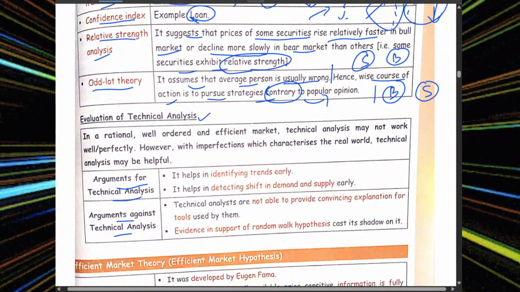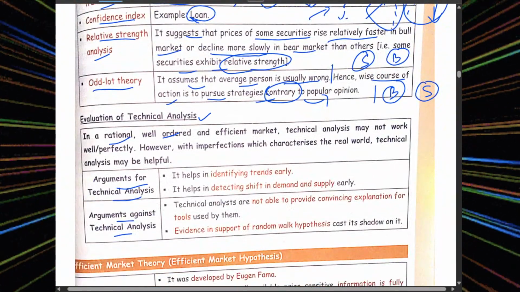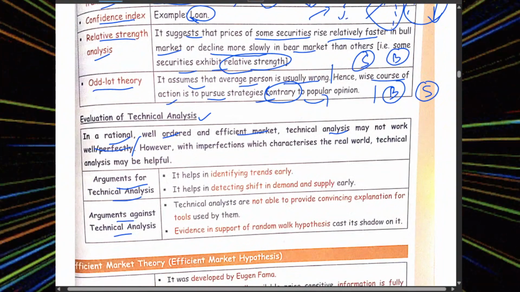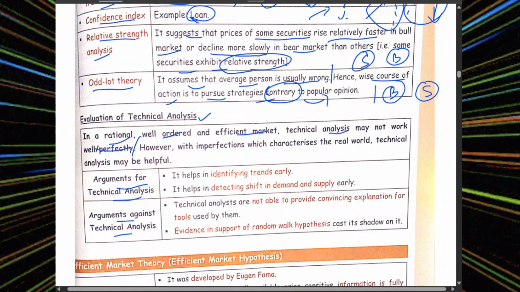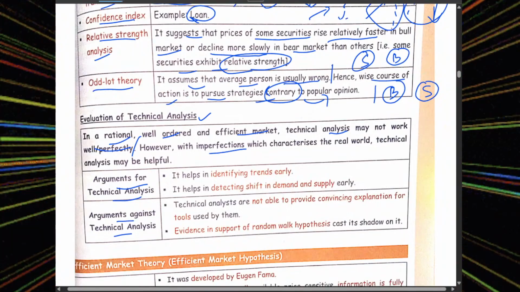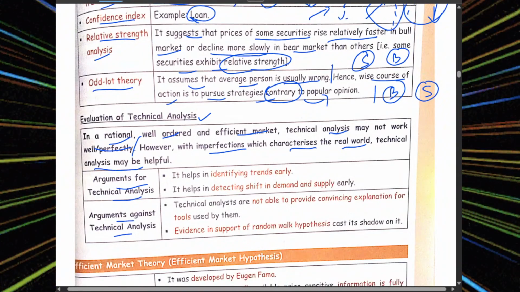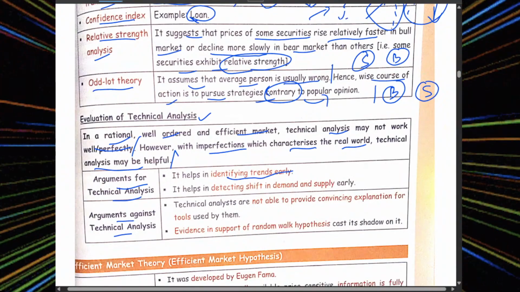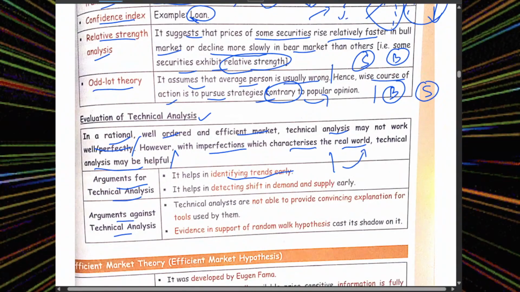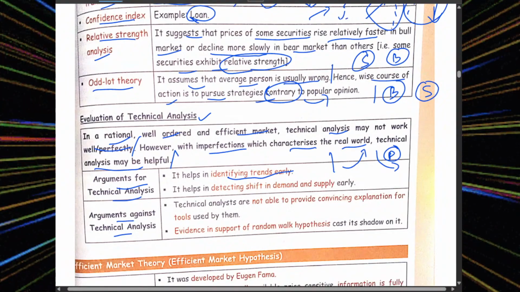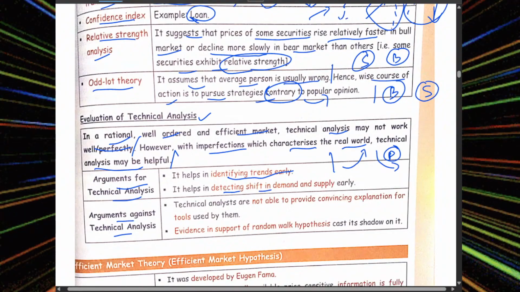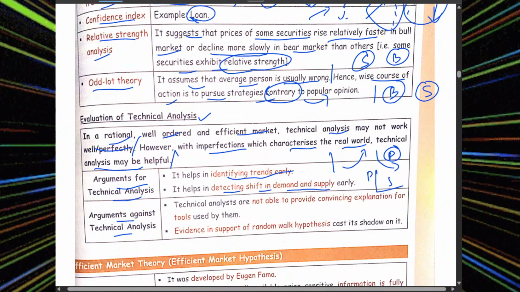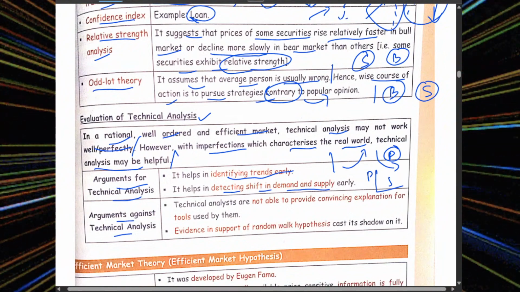The evaluation of technical analysis. In a rational, well-ordered, and efficient market, technical analysis may not work perfectly, usually not. However, given the imperfections of the real world, technical analysis can be more useful. Sometimes it's very useful, because the argument for technical analysis is that it helps identify trends early. So will the price go upward or down? We can find out with this trend. It helps in detecting shifts in demand and supply. So the demand and supply, we can be able to guess with this technical analysis.